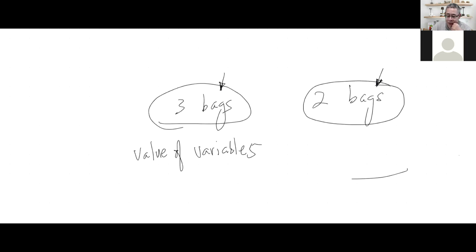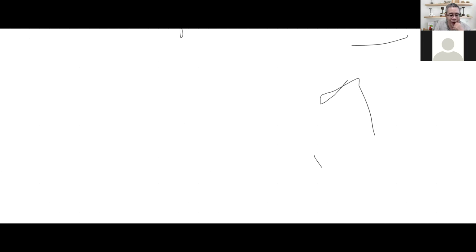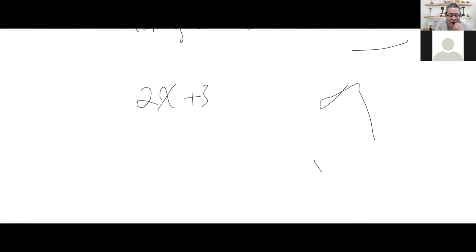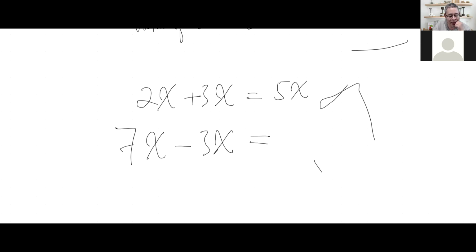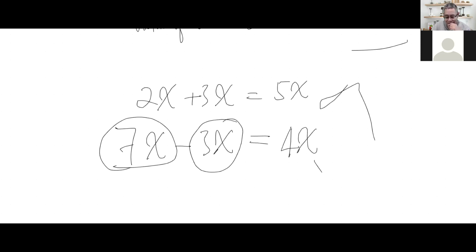So when you do something like 2x plus 3x, that's just 5x, just like 2 bags of candy plus 3 bags of candy. Or 7x minus 3x: you have 4 bags of candy and someone takes away 3 bags, then you have 4 bags left. So that's what we get. Make sense?